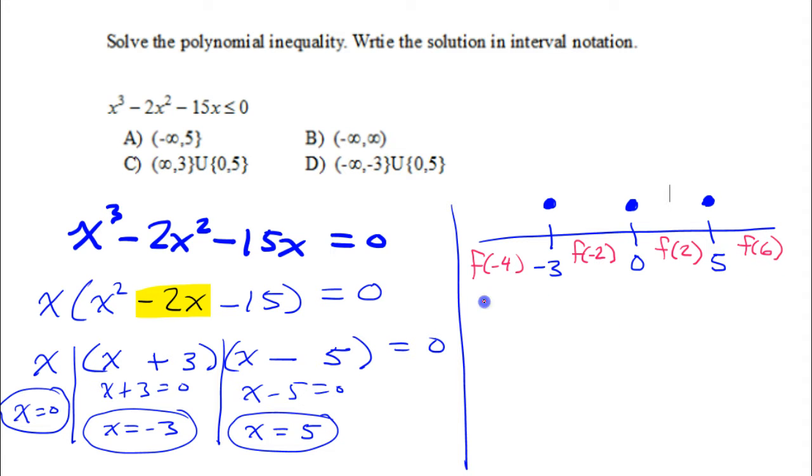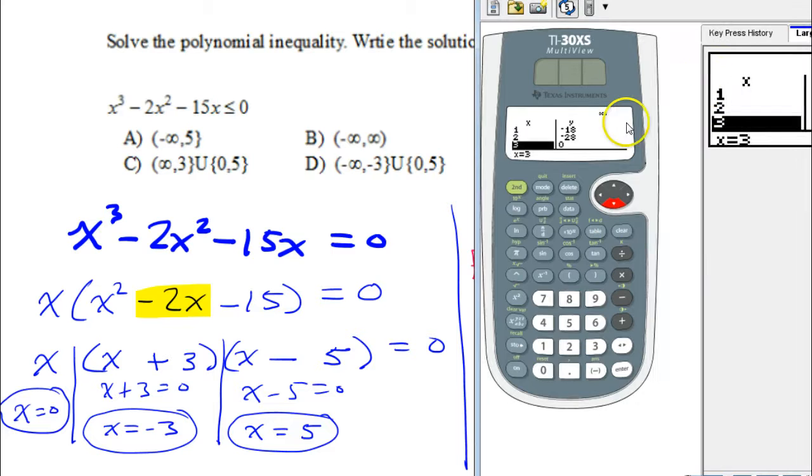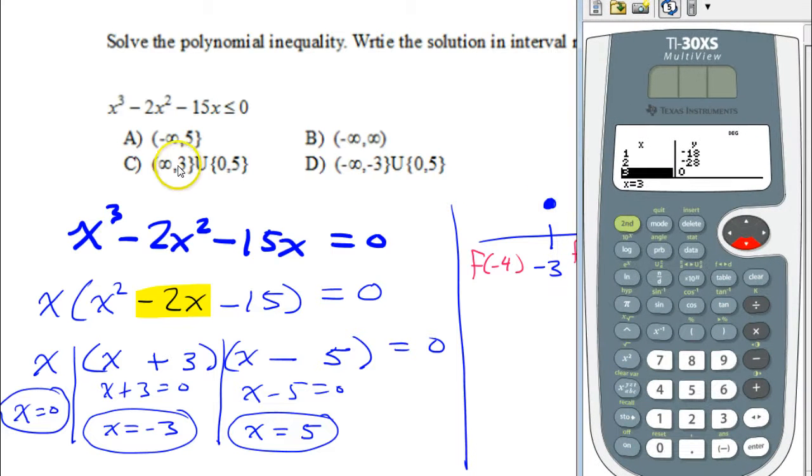Okay, let's do it. Now I am going to use my TI-30XS MultiView to help me evaluate the function at these 4 places. Okay, so first I need to type the function into my calculator, using the table feature. So here we go, x to the third power minus 2x squared minus 15x.